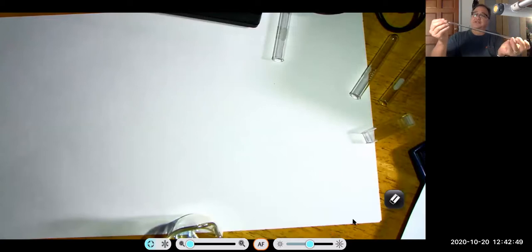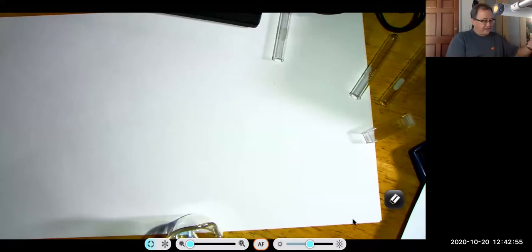So here I'm going to pull some solution into it. And what I'm going to do is let that solution roll around inside of here. And what I'm doing is rinsing the pipette out with the solution I'm going to put in there.